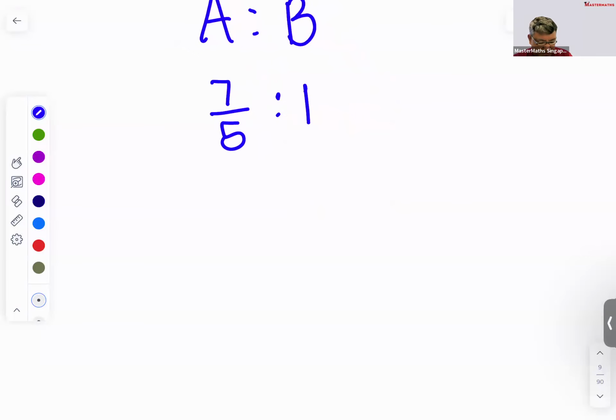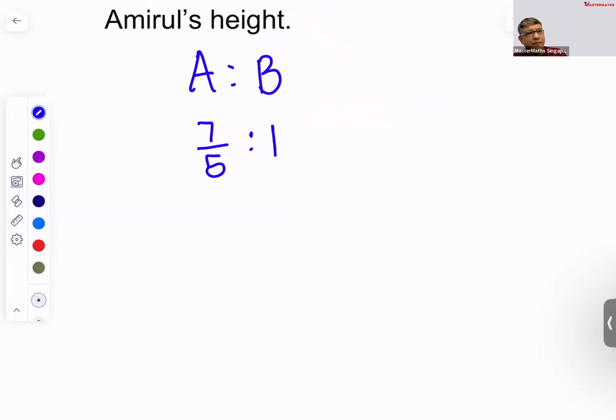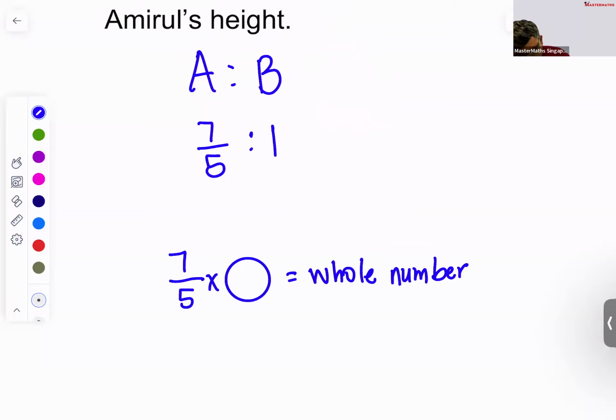Next, what do I do? I cannot have a decimal, I cannot have a fraction. I must make the 7/5 a whole number. How do I make 7/5 a whole number? Multiply by what should I multiply it with? Get rid of the denominator. Mia, focus. Get rid of the denominator. What is it? Yes.